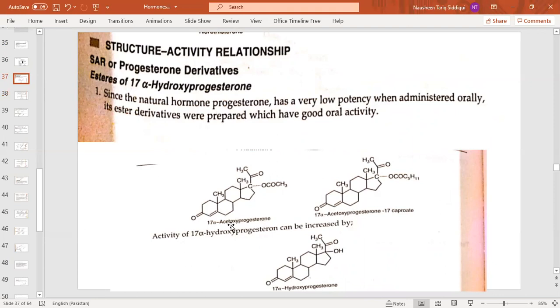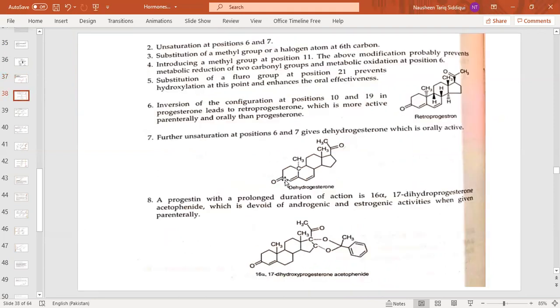Here, a halogen was also introduced. Introducing a methyl group at position 11. This is position 11.